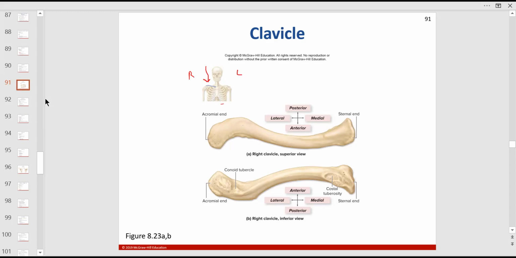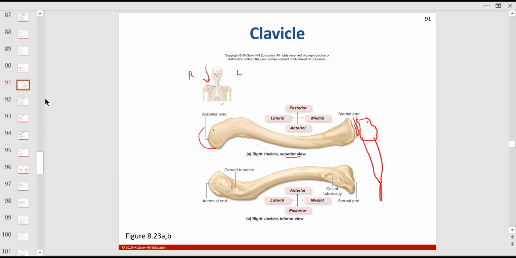So now we're getting a superior view, as if we're looking at the top of the clavicle, which makes things a little more complicated. So this is the right clavicle. So the sternum is here. The sternum has kind of a little notch where they have the manubrium, remember the manubrium on top, and then the body of the sternum, and then the xiphoid process. So this forms a joint with the manubrium. The sternal end is very sharp, and the acromial end, out lateral, is more blunt.